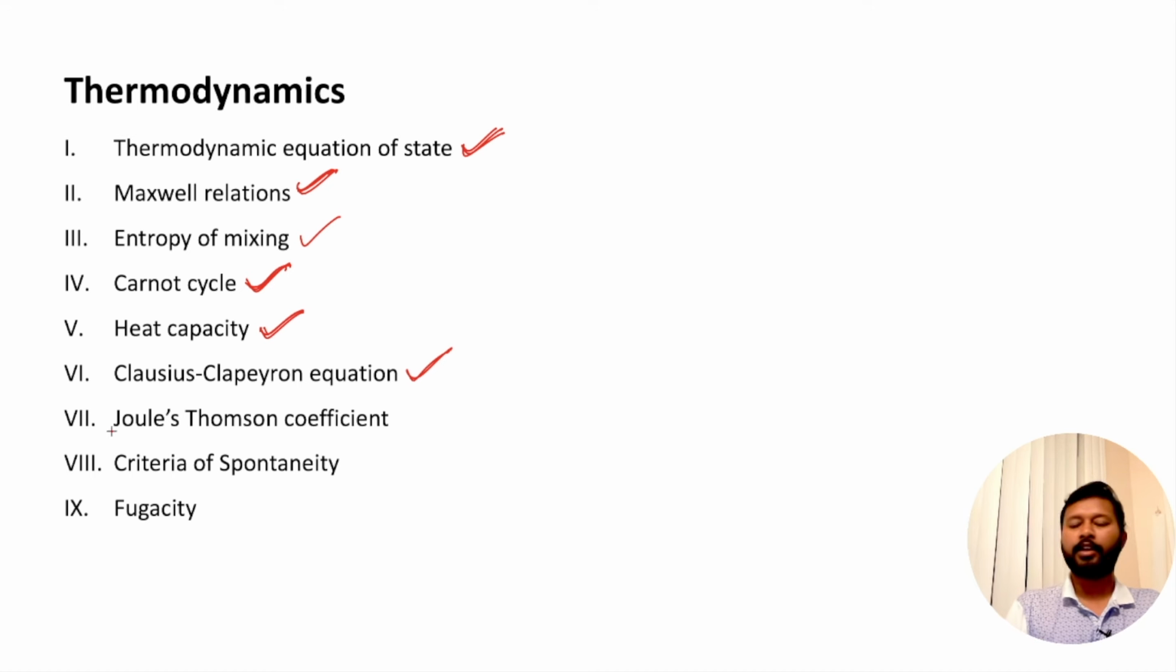Okay, next let's go to the Joule-Thomson coefficient. This is again an important topic. From the Joule-Thomson coefficient, you will get equations and new terms like inversion temperature and critical pressure. So all those things you should know, and how these equations are related to the gas constants like a and b. So try to look upon them.